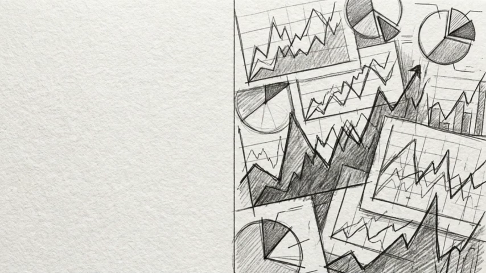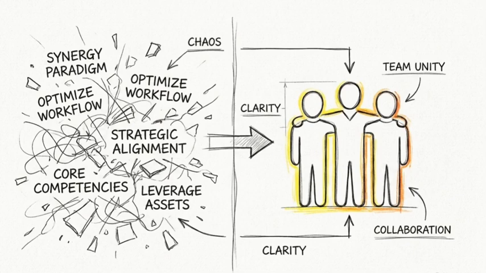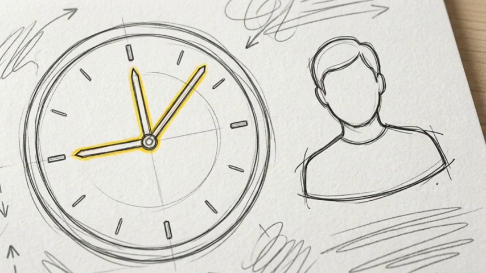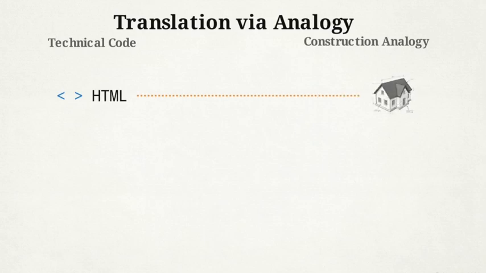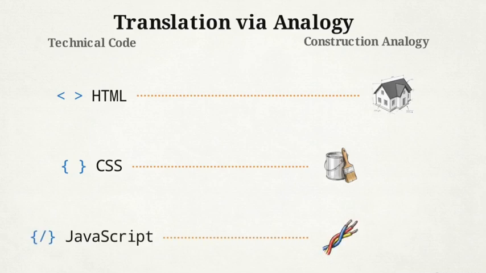Now, scan your newly formed big idea for dense technical terminology. If your idea says you need to optimize cross-functional APIs, translate it into your audience's language. Use terms they track daily, like saving 30 minutes of manual data entry per department. When you must retain a technical concept, use an analogy. Think of web development. HTML is the foundation of a house, CSS is the paint, and JavaScript is the electrical wiring that powers the lights.